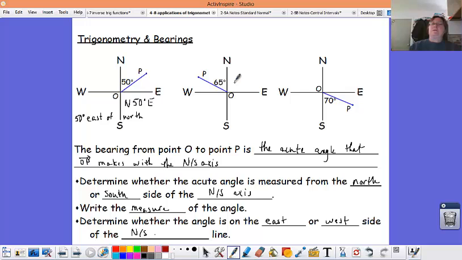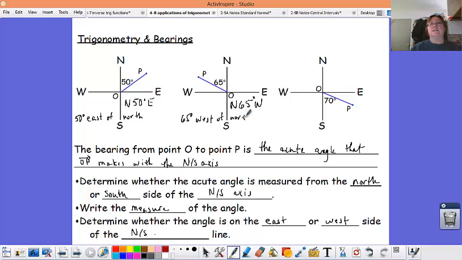I'm going to ask you to come up here now and do this with me. I want you to talk about this angle the way that your textbook would. So it's measured on the north side. We're going to start out with an N here. Then it's the measure of the angle, and then whether that angle's on the east or west side. Well, this one's on the west, so your textbook would call that north 65 degrees west. I would call that 65 degrees west of north.